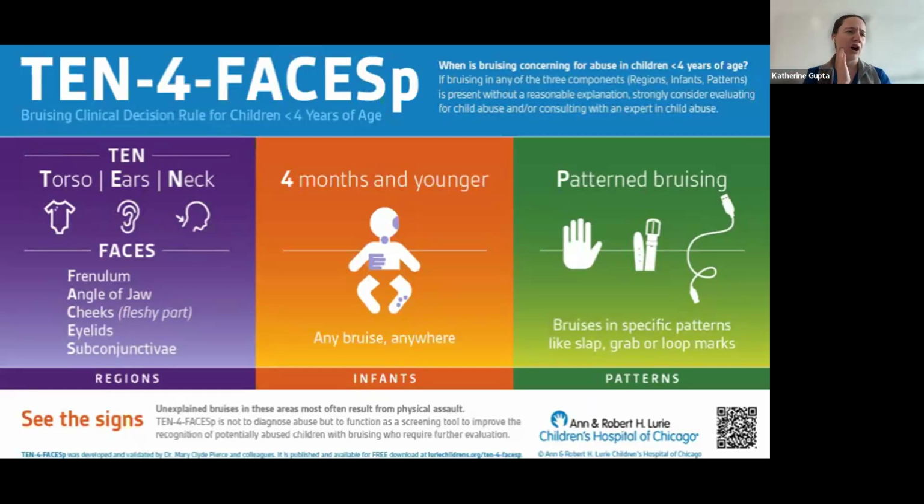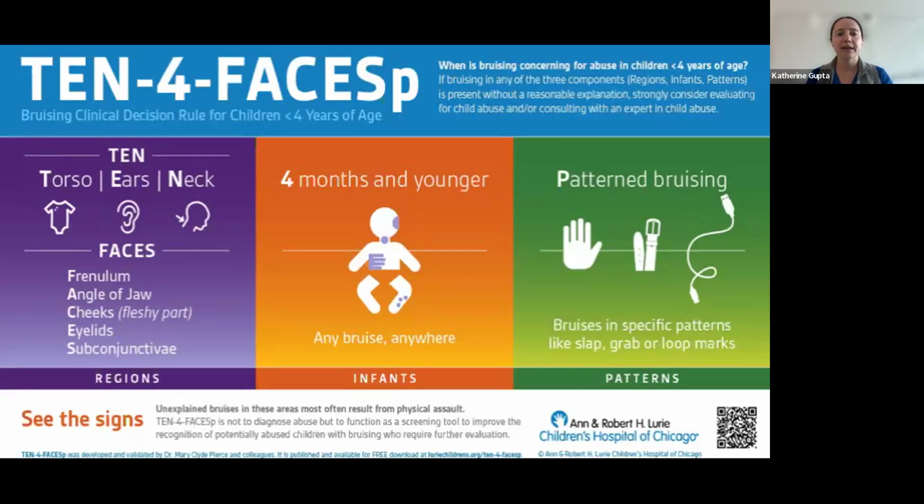A is for the angle of the jaw. This is a really strange place to be bruised unless you've been hit or slapped or grabbed across the face. The fleshy part of the cheeks is for C. Again, really unusual to bruise this area of your body. The E is for the eyelids. And the S is actually referring to subconjunctival hemorrhages. These are bleeding within the white parts of the eyes that can be found in children that have been aggressively shaken.